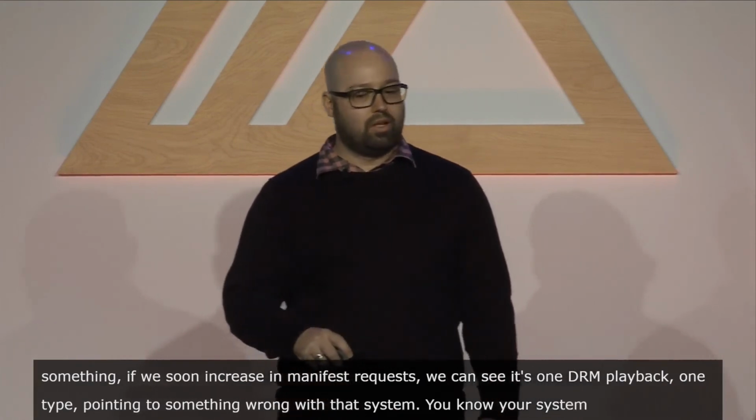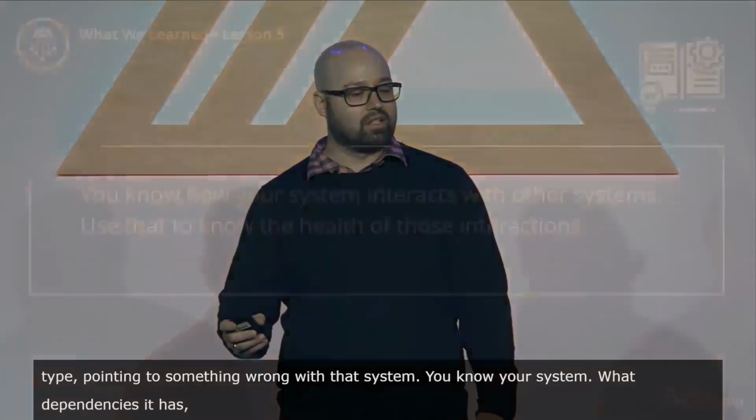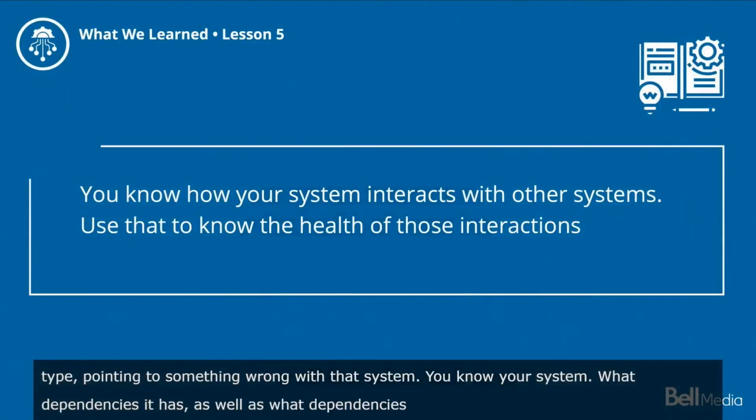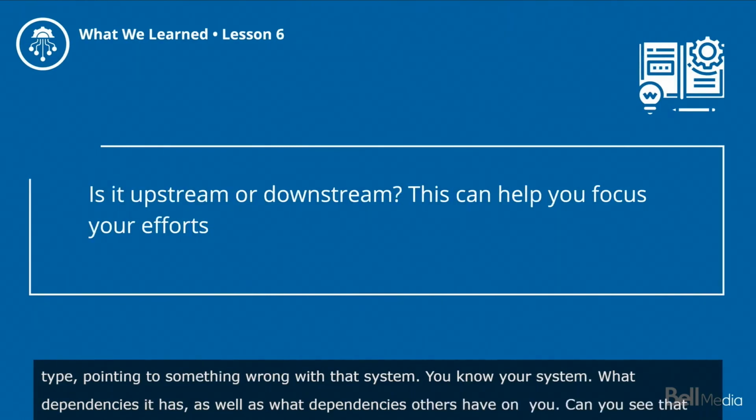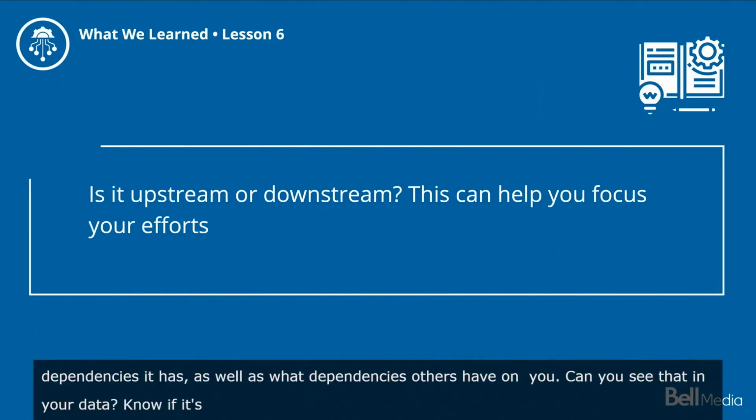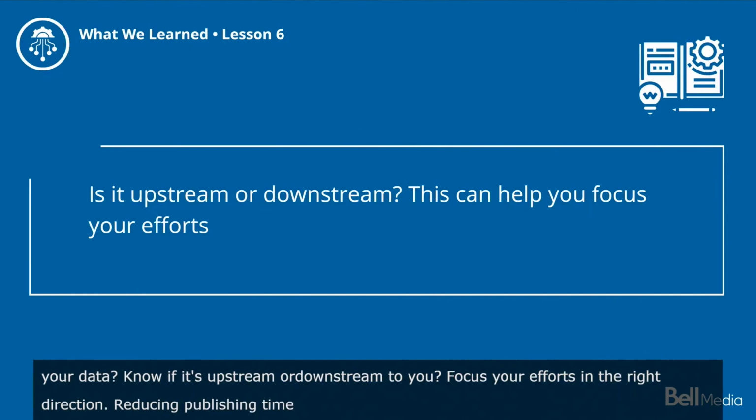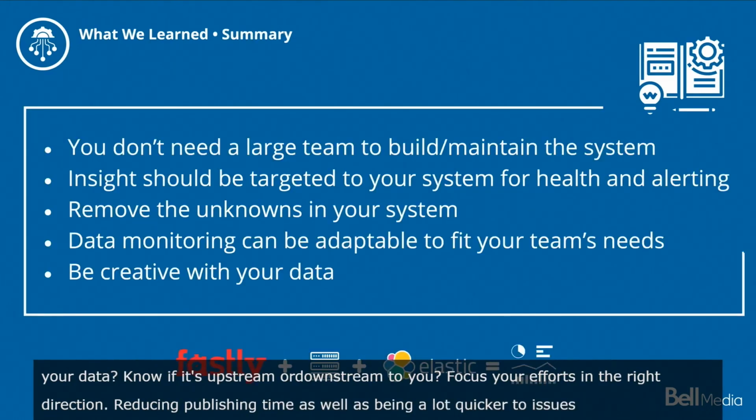You know your system and what dependencies you have, as well as what dependencies others have on you. Can you see that in your data? Knowing if it's upstream or downstream of you can focus your efforts in the right direction, reducing troubleshooting time, as well as being able to be alerted quicker to issues.